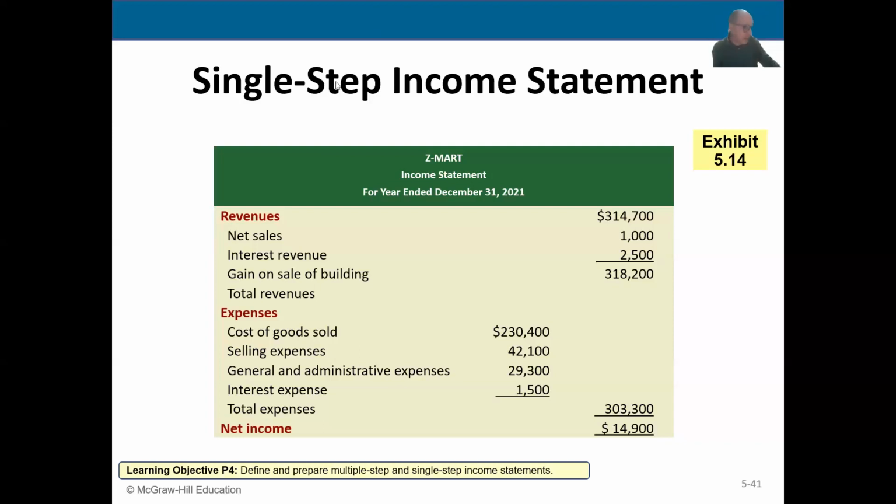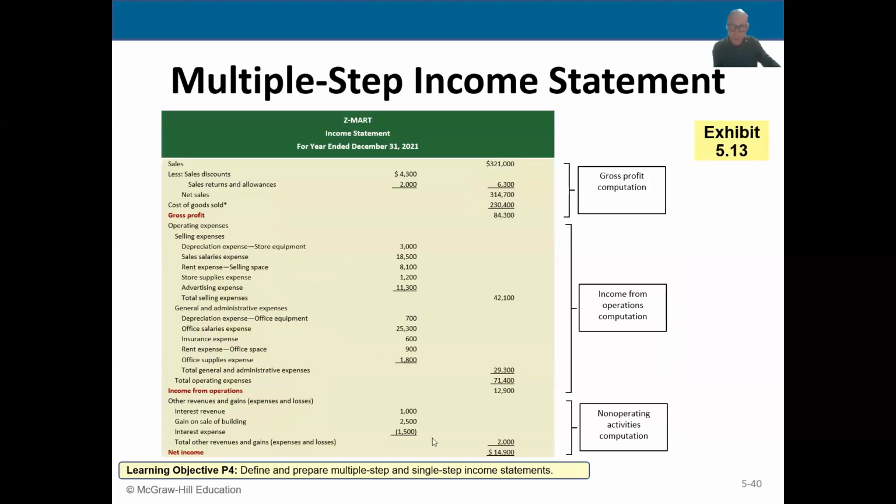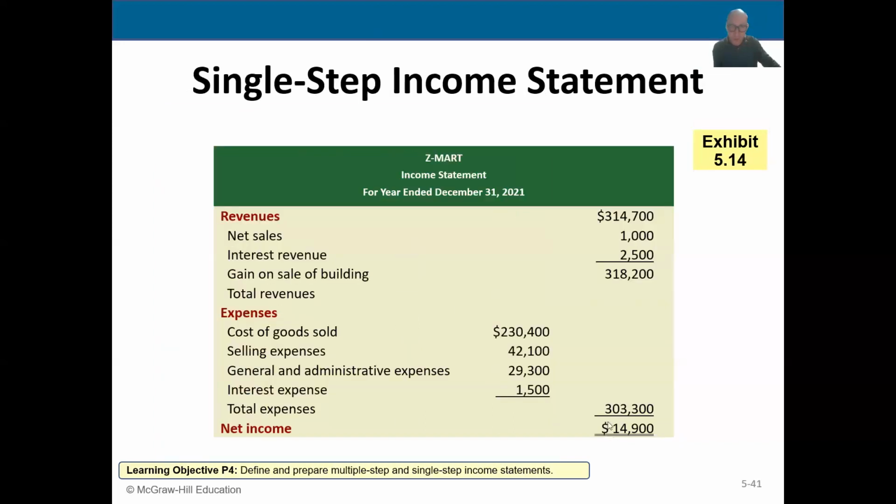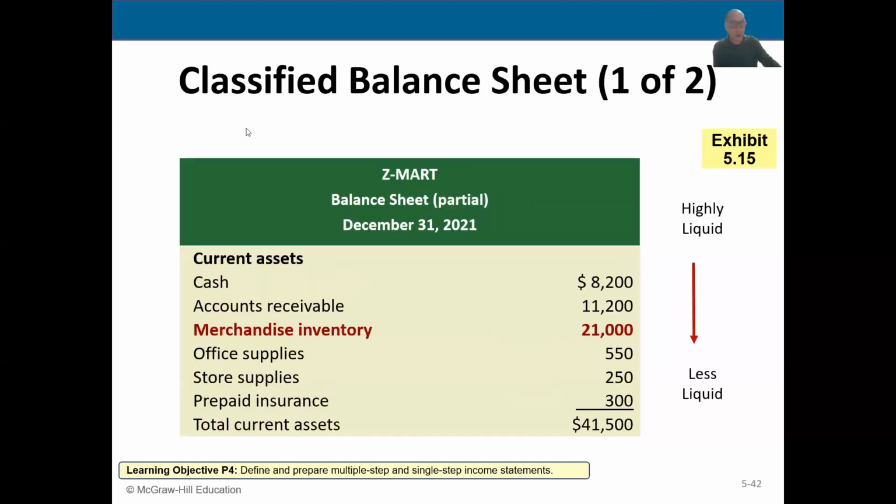But you'll notice the net income amounts are the same, right? 14,900, 14,900. It's just how they're categorized. That's the biggest difference. And then, of course, on a balance sheet for a retailer, the biggest difference you'll see between a retailer and a service company is going to be inventory.